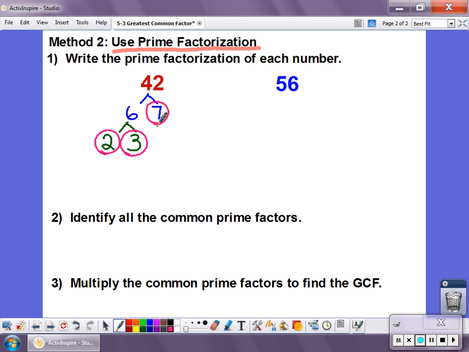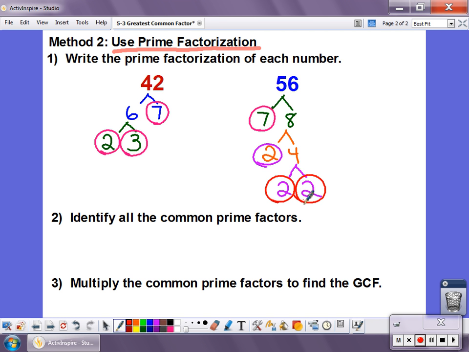Now if I look over at 56 and I do my prime factorization here, I know that I have 7 times 8, and 7 is a prime number. So I'm going to break apart 8 now. And 8 is going to be 2 times 4. And 2 is a prime number. Then I'm going to break apart 4 and get 2 times 2. Alright, so now I have all my prime factors listed.